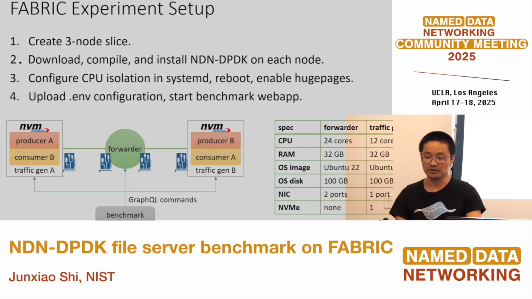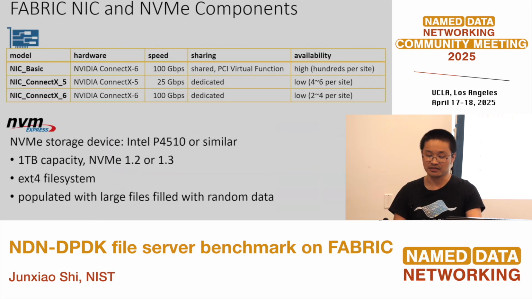In terms of machine specs, the forwarder has access to 24 CPU cores, and the traffic generator machine has 12 cores. In each machine, 2 cores are reserved by the operating system. The others are for the NDN-DPDK service. FABRIC provides a lot of different hardware, but the ones we care about are the SmartNIC or Ethernet adapter and the NVMe storage device. For SmartNIC, there are 3 options. We can choose NIC Basic.